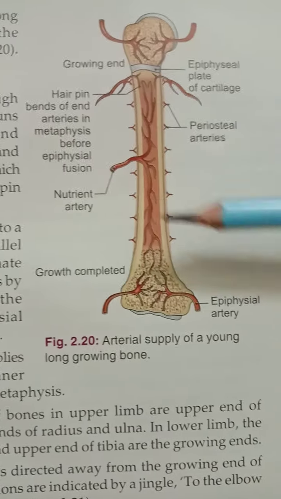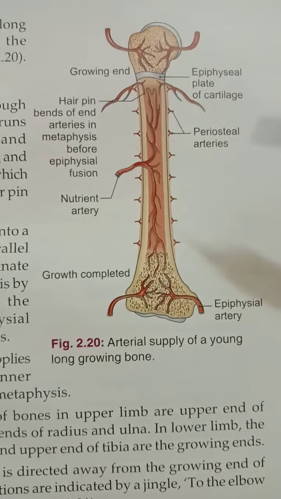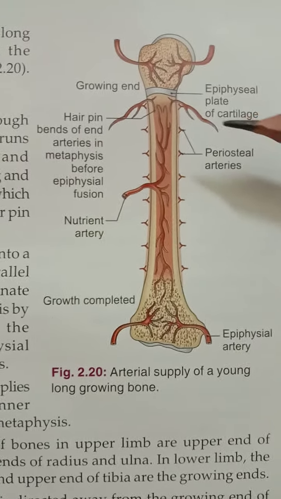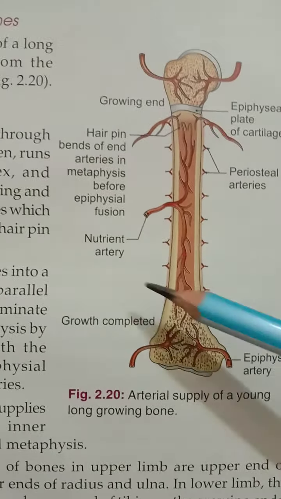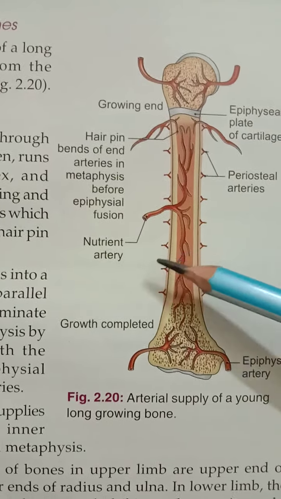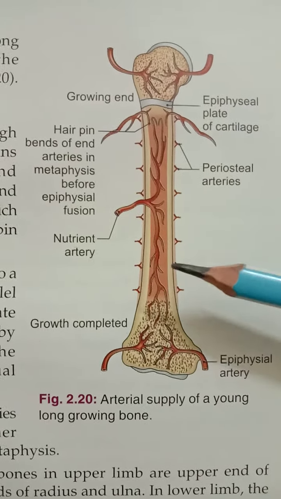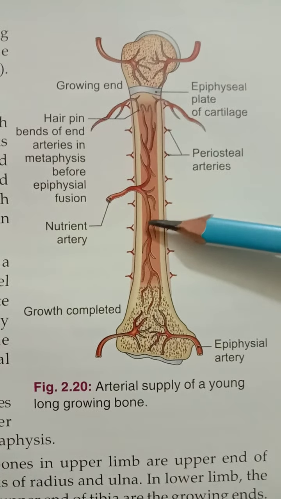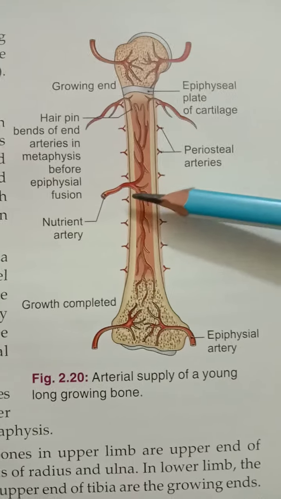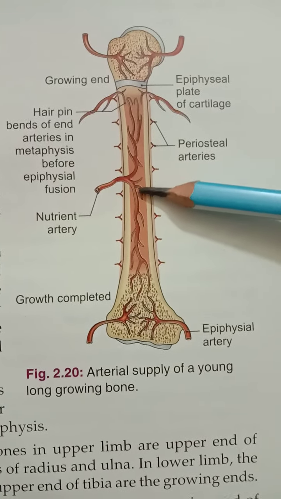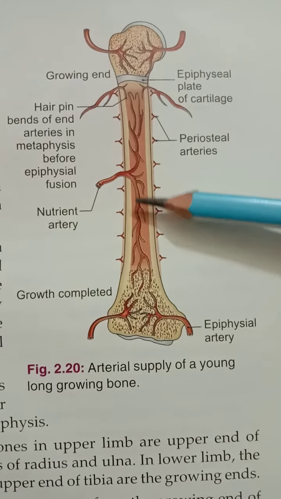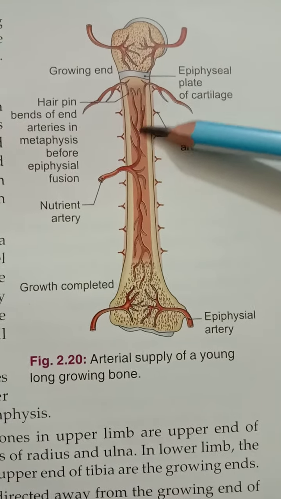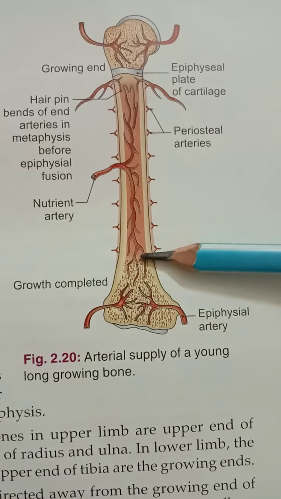The blood supply of the long bone. In the long bone, the blood supply is derived from several arteries. First is the nutrient artery. This artery enters the shaft through the nutrient foramen. Here it runs obliquely through the cortex into the medullary cavity. It divides into two branches, one going upward and one going downward.